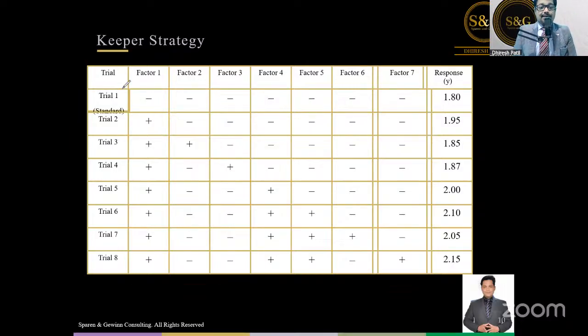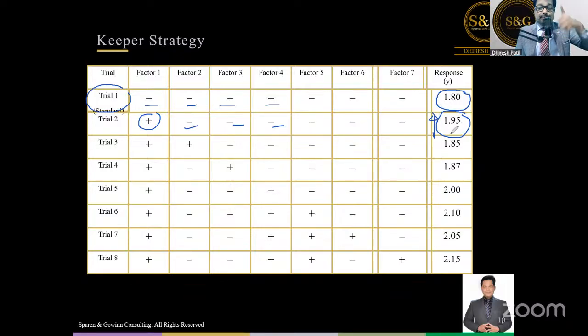Let's say trial number 1, the same thing, all at the lower setting, and this is the response. Let's say, okay, 1.8. Trial number 2, now they have changed the first one, remaining as it is. Now they have seen the response that there is an increment, and they were expecting the increment in the response. So this is a good sign. So there is an increment here.